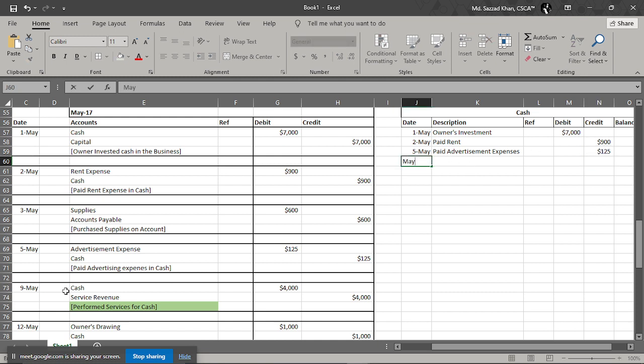And in the 9th of May, we see again a cash. So we write May 9. What did we do with the cash? We didn't do anything with the cash. Someone paid me because of my service. So what do we write in here? Service.